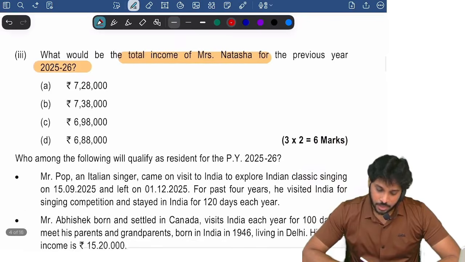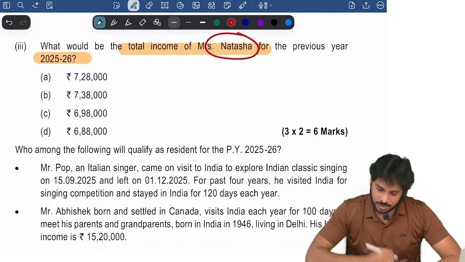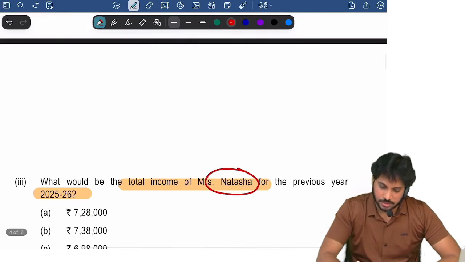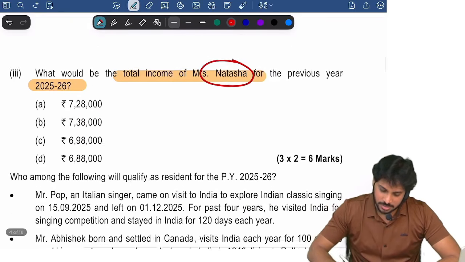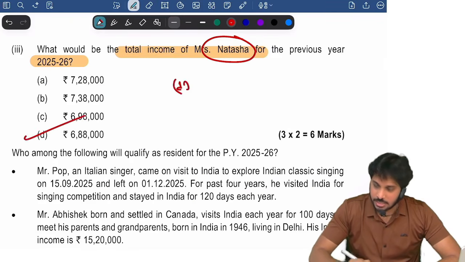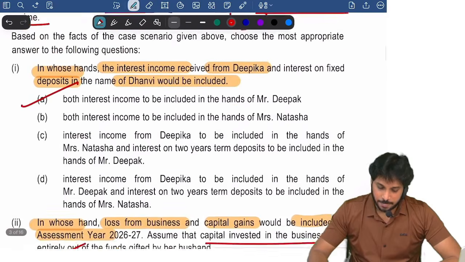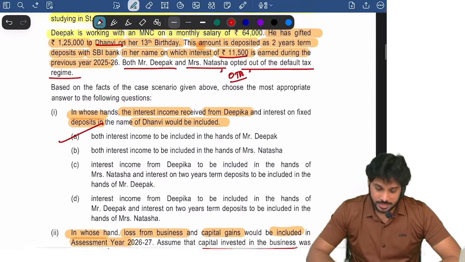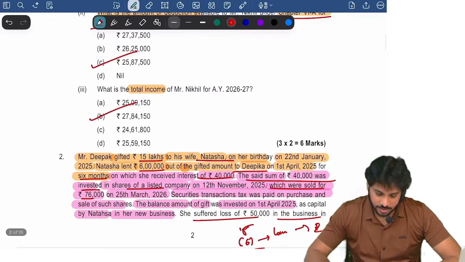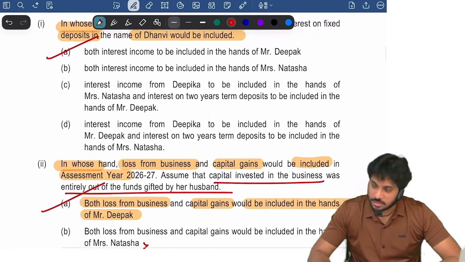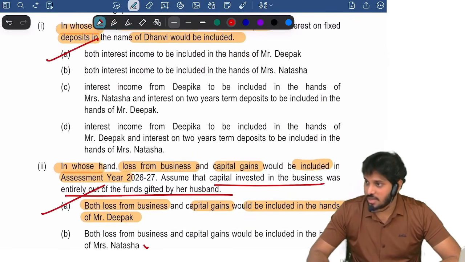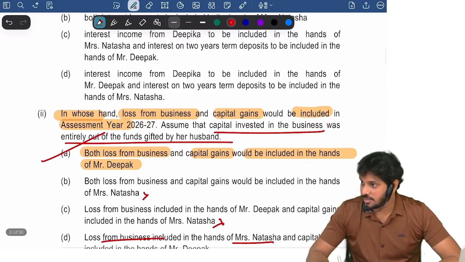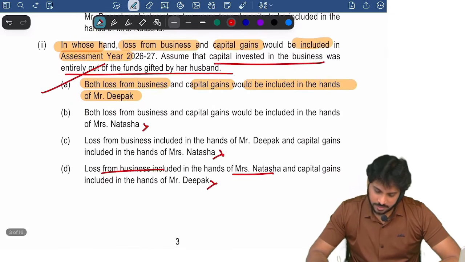Next, what would be the total income of Natasha? Oh my god. How much is the total income? Just to be computed. 6,88,000. That's it. So the answer is D. Look at the answers and tell me. Case scenario 2, inside that sub point 1. Option A. Look at the answer. Correct? Second one.